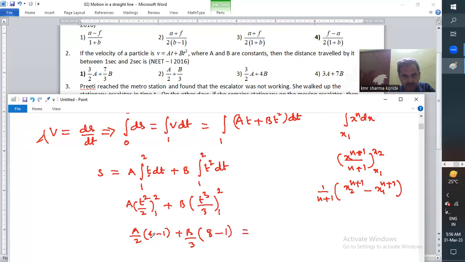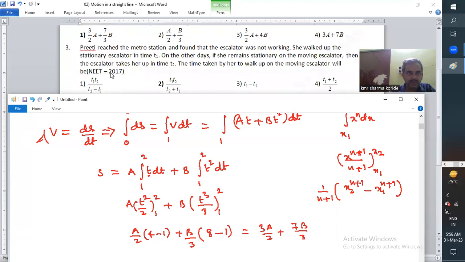So, therefore, the answer is 3a by 2 plus 8 minus 1, 7b by 3. So, option 1 is correct. Moving to the next question.